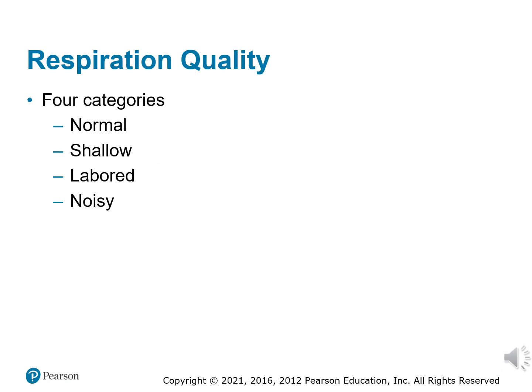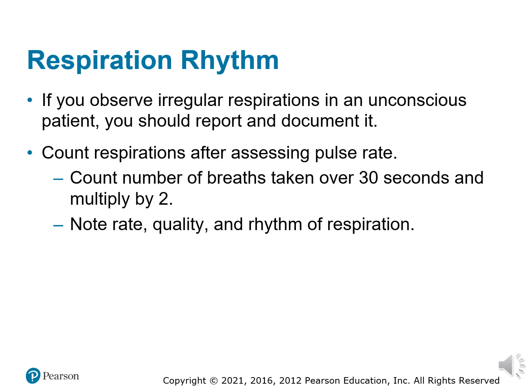For respiratory quality, there's 4 categories: normal, shallow, labored, or noisy. With your respiratory rhythm, if you observe irregular respirations in an unconscious patient, you should report and document it. Count respirations after assessing a pulse rate. You want to count the number of breaths taken over 30 seconds and multiply it by 2. Note the rate, the quality, and the rhythm of the respiration.